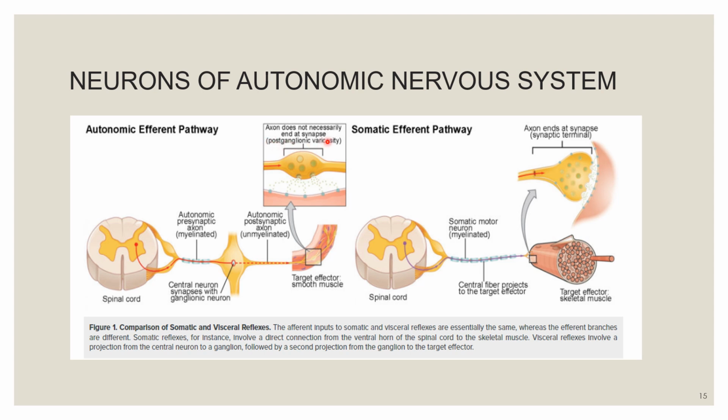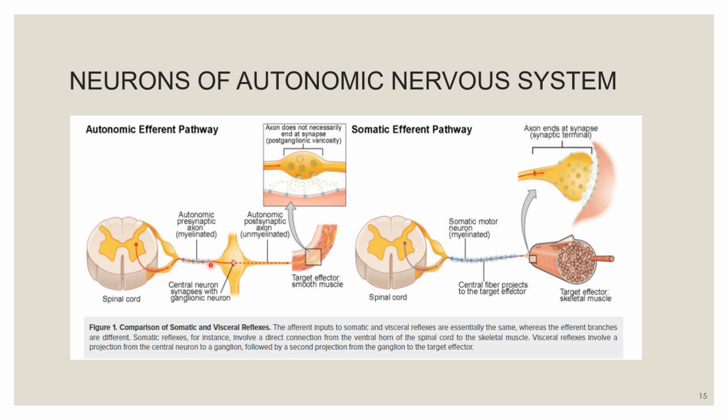Here, the autonomic efferent pathway. The axon does not necessarily end at a synapse. They will form postganglionic varicosities like this. The axon is bulged and it is releasing the neurotransmitter here. So this is the intermediolateral horn. From this it is coming like this.